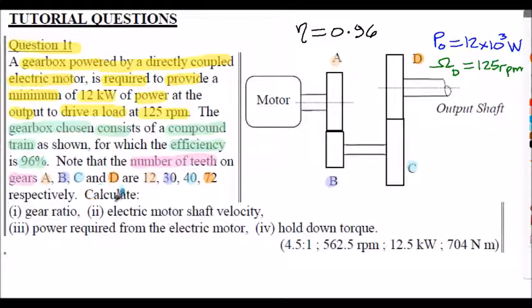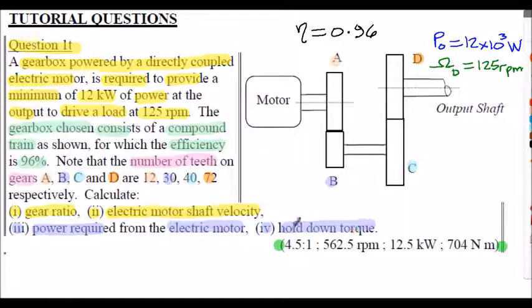So we're asked to calculate, first of all, the gear ratio. Secondly, the electric motor shaft velocity, which we can find when we know the gear ratio. Because we've got the output shaft speed, we can then find the motor input speed. In part 3, we're also asked to find the power required from the electric motor, and in part 4, the hold down torque. Answers are shown in the brackets below.